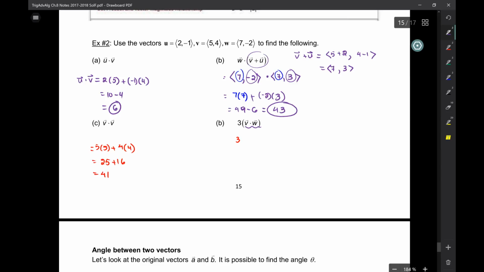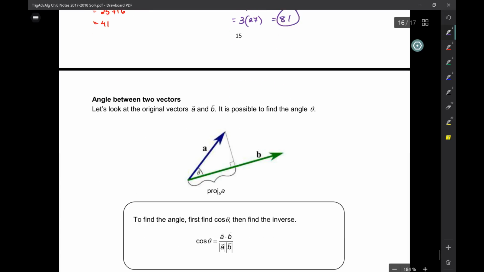Let me write it this way. Oh yeah, 5 times 7. So this is 3 times (35 minus 8). How much is that? Right. All right, so we know about dot products now. It's pretty straightforward, right?